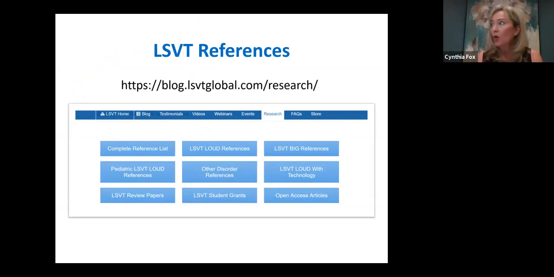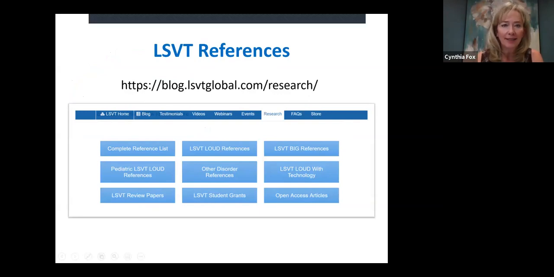If you want to learn more about the research related to LSVT LOUD, on our blog, which is blog.lsvtglobal.com, there is a research button. You can download our complete reference list. You can look at references related to specific areas. And for any articles that we're allowed to provide open access, you can actually download the studies and review them for yourselves.